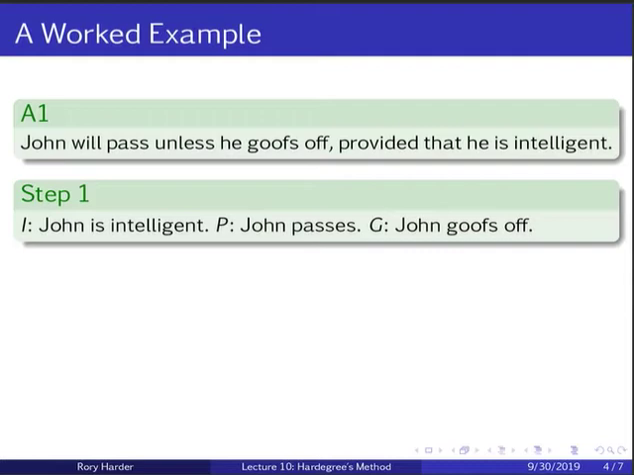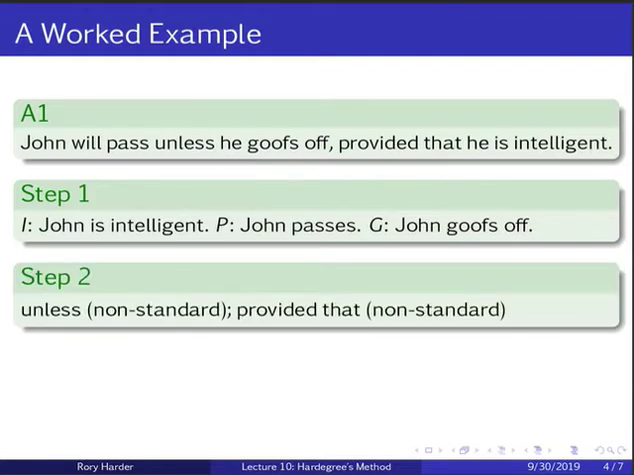Now the second step is that we have to identify all of the connectives that appear in this complex sentence A1. So I'll give you a second to look at this sentence A1 and try for yourself to think about what are the connectives. Now the answer is that there's 2 connectives. One is the word unless, and the other is the word provided. So there's only two connectives in this sentence. And again, one is unless, and the other is provided, or provided that.